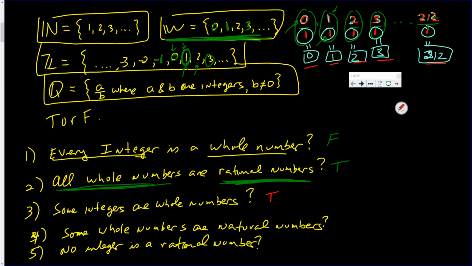Now it says that some whole numbers are natural. Well, it doesn't say every whole number is natural. It doesn't say no whole numbers are natural numbers. It says some.